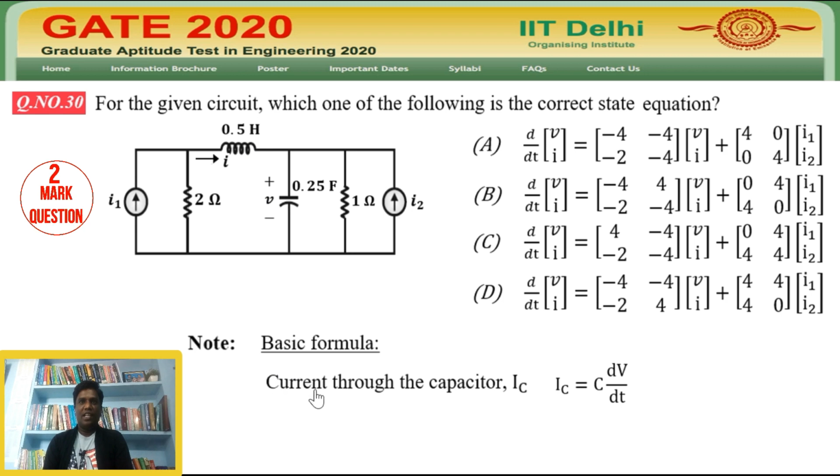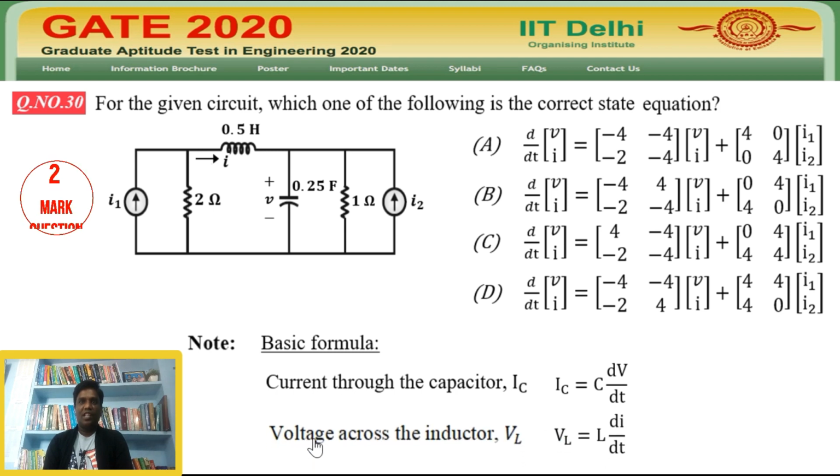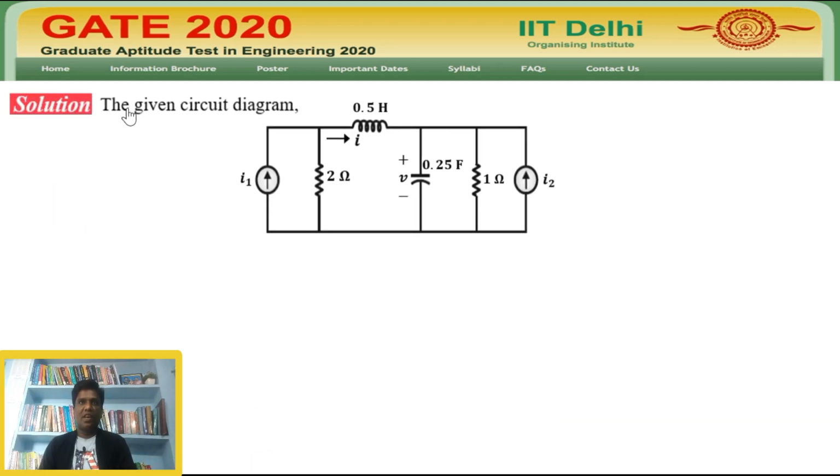The first one, the current through the capacitor is IC equal to C into dV by dt. The second one, the voltage across the inductor is VL equal to L into di by dt. The solution of the problem. From the given circuit diagram, we have to assign the voltage node and the current direction in order to write the derivative terms of the voltage and the current expression for the state equation.